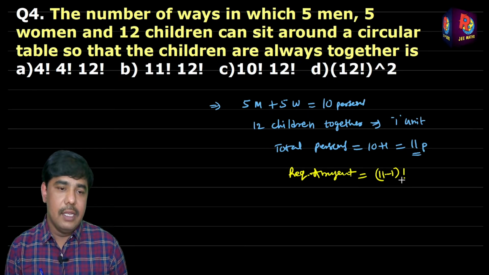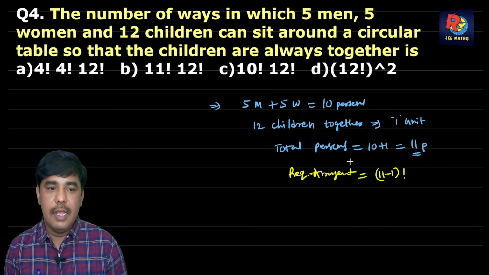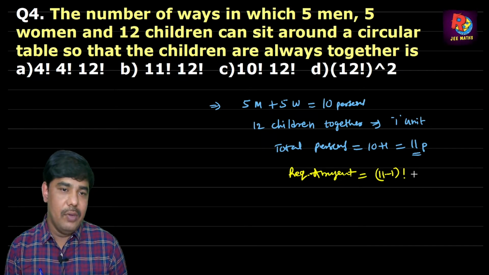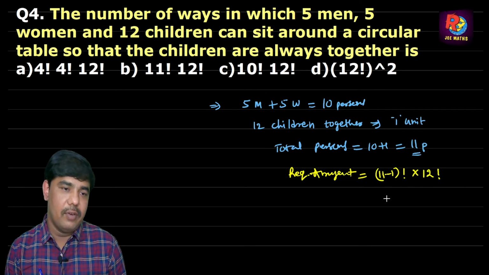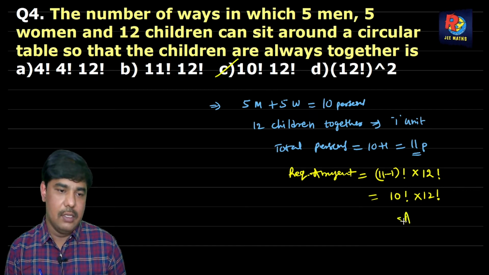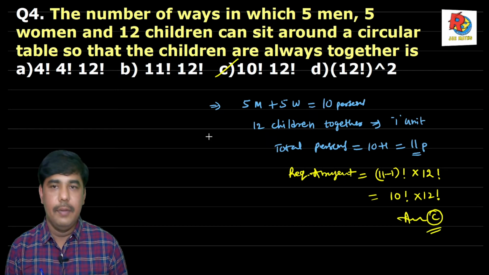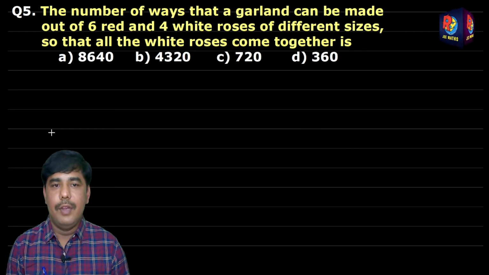After arranging the 11 persons, here 12 children are there, right? 12 children treated as one unit. Now the children will be arranged among themselves. If you arrange themselves, 12 factorial ways we can arrange. So the answer is 10 factorial into 12 factorial. So option C is the correct answer. Next, here you can see this.